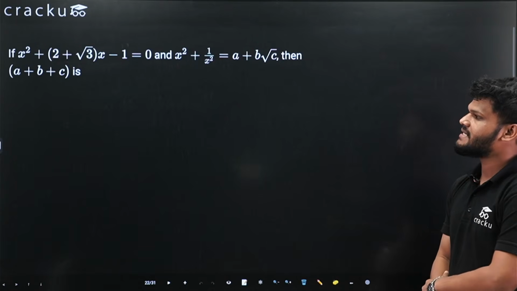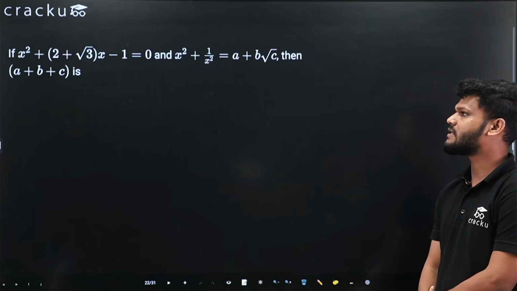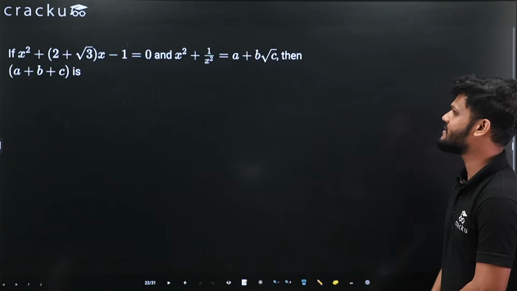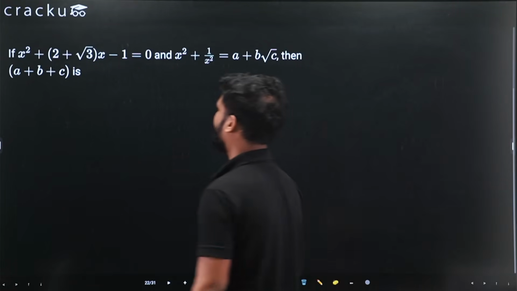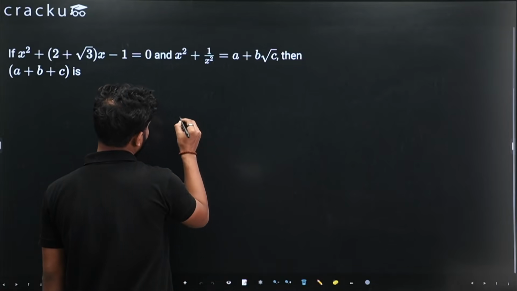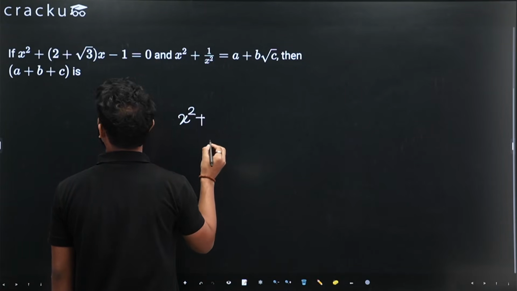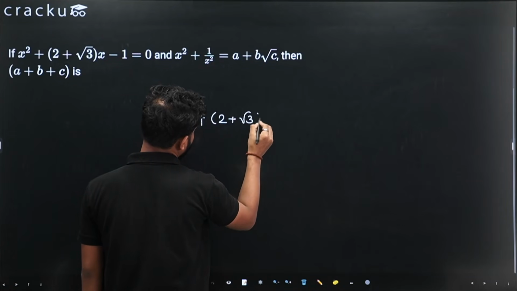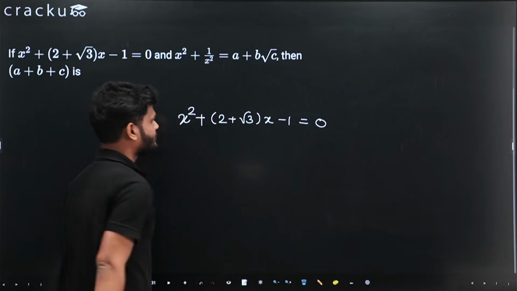In this question we are asked: x square plus (2 plus root 3)x minus 1 is equal to 0. x square plus 1 by x square is given as a plus b root c. Then a plus b plus c is what? Let us go and try to find this out. So I have x square plus (2 plus root 3)x minus 1 is equal to 0.